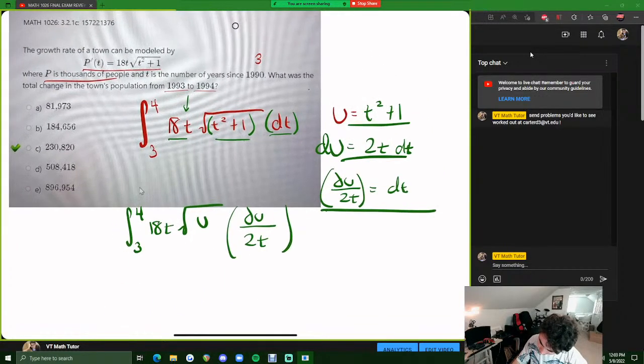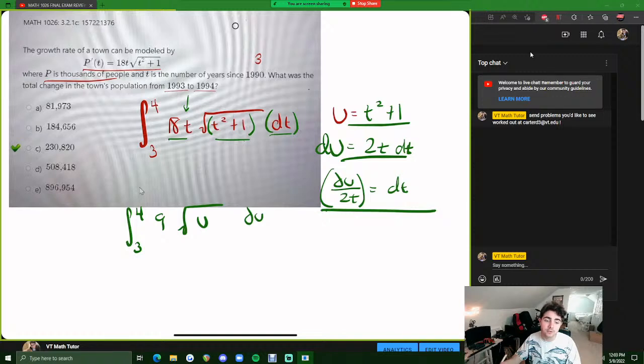Now our goal is to cancel out all the t terms that might still remain. We see a t on top, a t on the bottom, so those go away. We see an 18 over a 2, so now we gather the numbers. 18 divided by 2 is just 9. What are we left with? We're just left with 9 times the square root of u du, and we are taking the antiderivative of that.